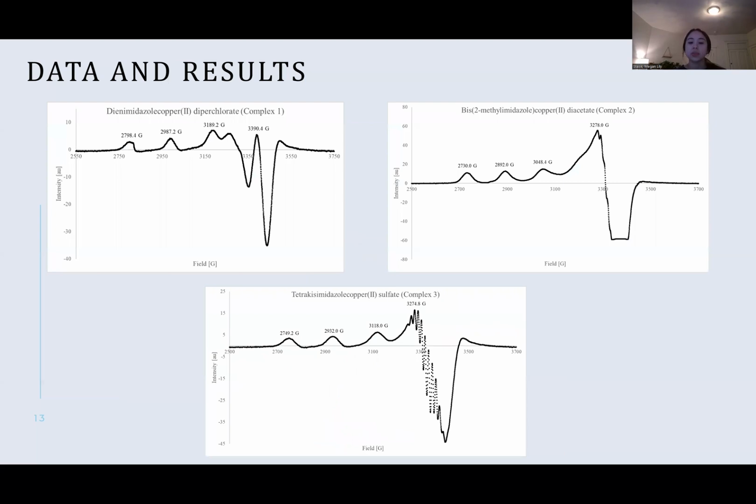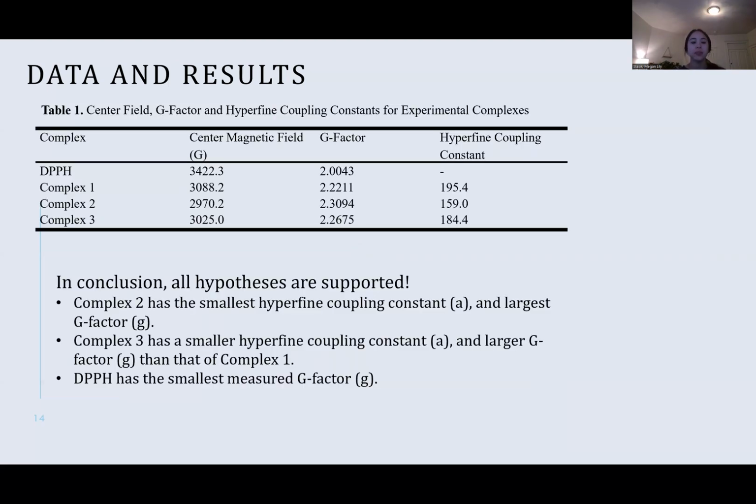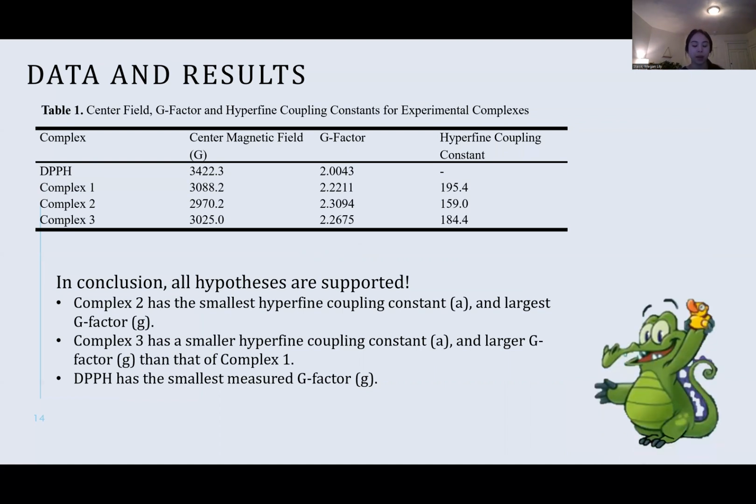Now here are our spectra for complex 1, complex 2, and complex 3. And because we were able to obtain the spectra, we are able to obtain all G factors and hyperfines to then evaluate our hypotheses. So based on the resulting data here, it is clear that our hypotheses have been confirmed and prove the theoretical trends that we had discussed.